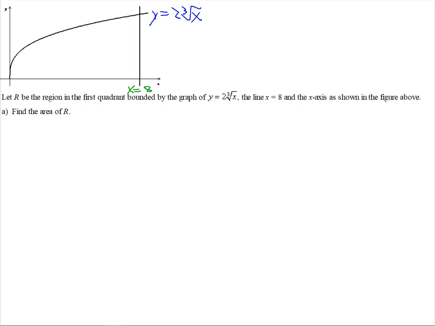So notice here it doesn't specify use a horizontal or vertical rectangle. So if we used a vertical rectangle with dx, notice it always stays between the same two curves, so you wouldn't need to split it up. If you use a horizontal rectangle, also always stays between the same two curves, so you wouldn't need to split it. So either way would be fine. But I'm going to use a vertical rectangle. Just draw one somewhere in here. Because then we won't have to solve these for x in terms of y. We can just leave everything in terms of x.